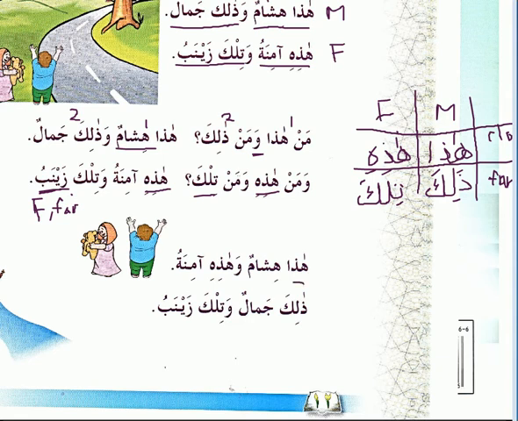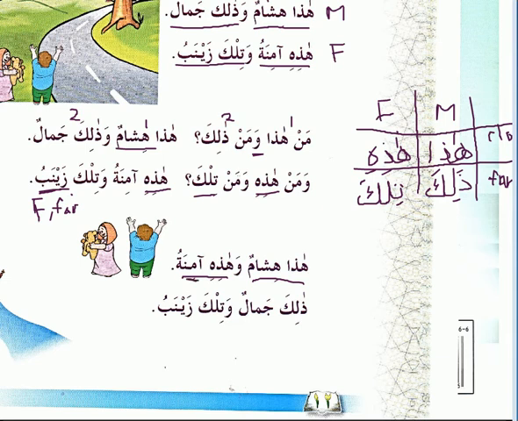So let's look at this. Hadha Hishamun, wa, and Hadhihi Amina. Yes, Sister Faiza, ma is used for non-living things. So Hadha Hishamun, wa Hadhihi Amina. What is this? Good. Hadha is this, Hishamun Hisham, wa, and Hadihi Amina. This is Amina. Okay, and Hadha is close. Hadihi is also close, right?